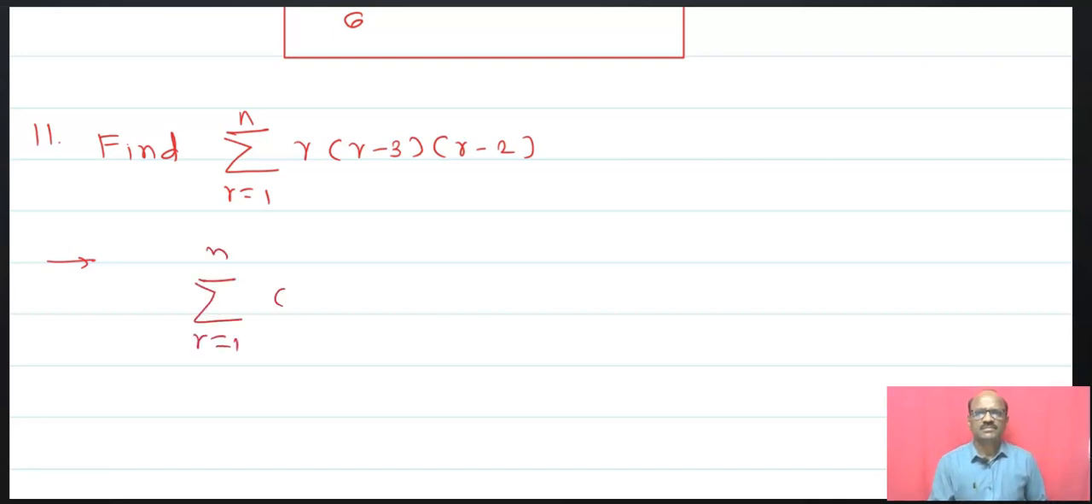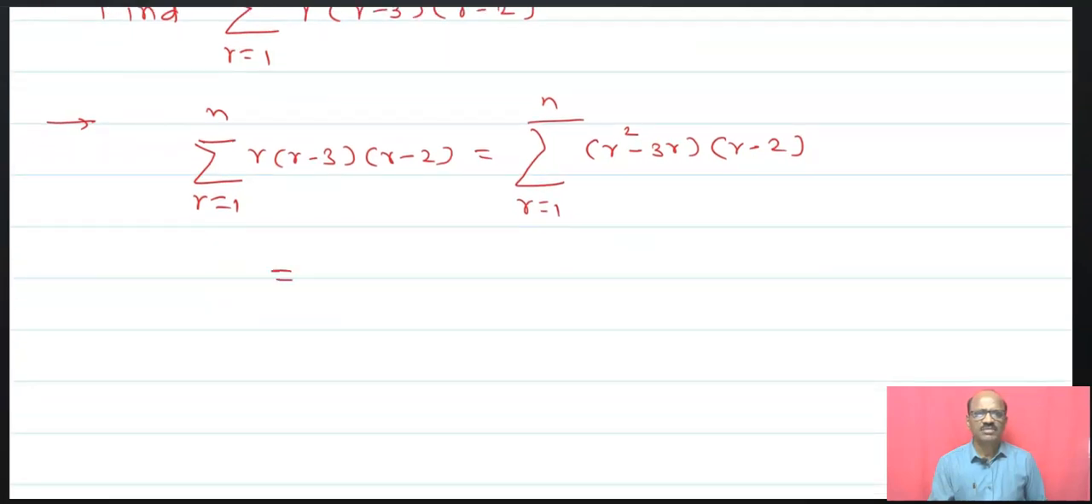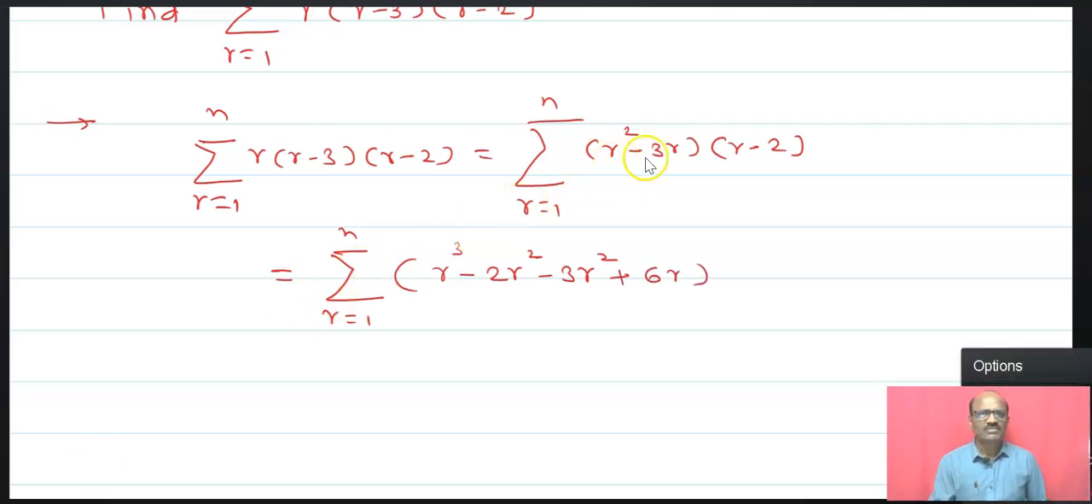Now see this. r in bracket r minus 3 into r minus 2 is equal to r square minus 3r into r minus 2, and their summation, r equals 1 to n. Now the next multiplication is like this. r square into r becomes r cube. r square into minus 2 becomes minus 2r square. And next is minus 3r into r, that is minus 3r square. And minus 3r into minus 2 is plus 6r. Again, this is minus 2r square and minus 3r square, it will become minus 5r square. And then we will apply the summation for the r cube, r square and r and substitute their values. Now, see this.